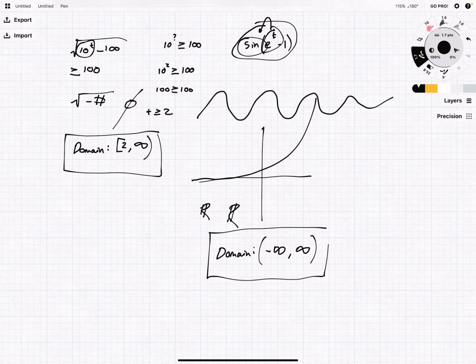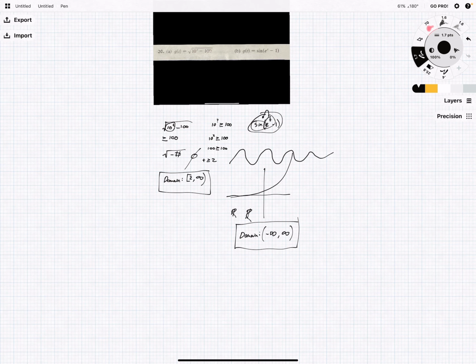And that's going to be your answer for problem number, is this 19? No, this is 20, for problem number 20.